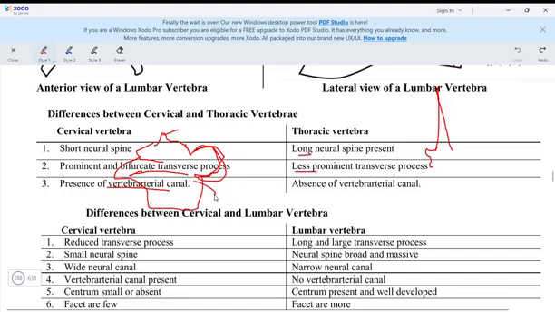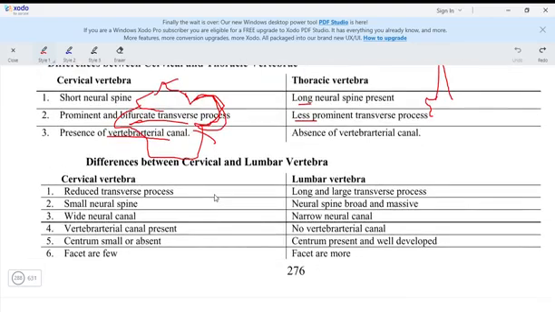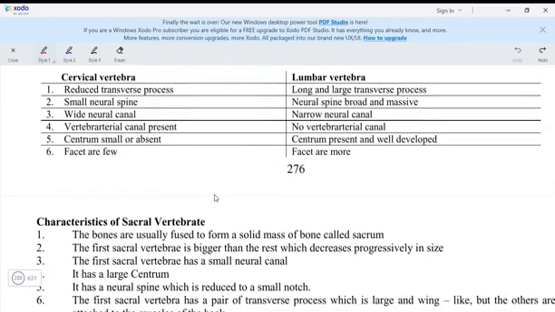Now the difference between cervical and lumbar. Now we are done with cervical and thoracic. For cervical and lumbar, cervical has a reduced transverse process. As we said earlier, the transverse process is reduced, though it's more prominent than that of the thoracic. But when you compare it to lumbar, that one has a very long bone part like this.